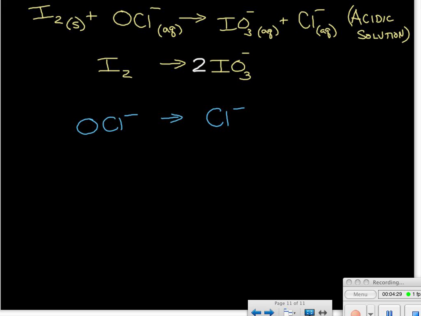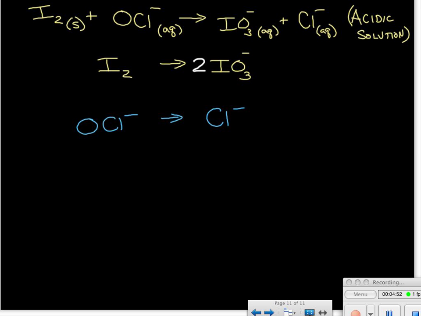If we look at our other half reaction, we have oxygen and chlorine. And so we want to balance for everything other than oxygen and hydrogen. We look and say, well, we've got one atom of chlorine on each side, and so that's already balanced. We don't need to change anything for that. Now, our next step is to balance for the oxygen.